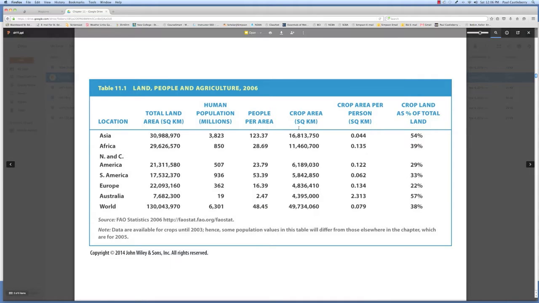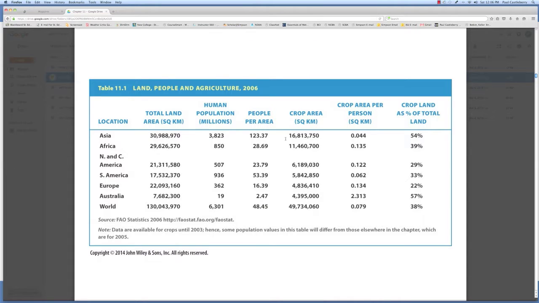Now, look at the crop area in terms of square kilometers. Incredible, 16 million square kilometers. Look at crop area per person, 0.044 square miles. That's very, very small. But look at the cropland as a percentage of total land. Over half of their land is used in terms of crops, or can be used in terms of crops.